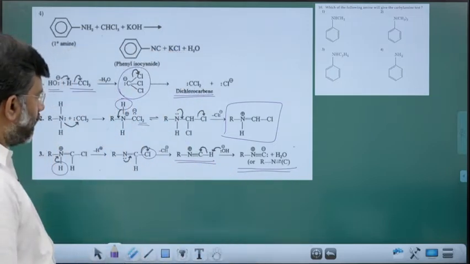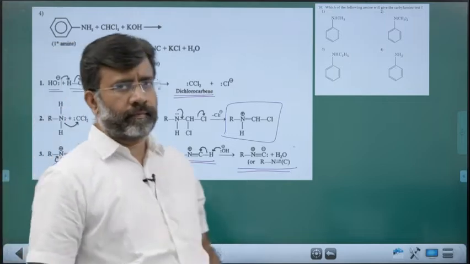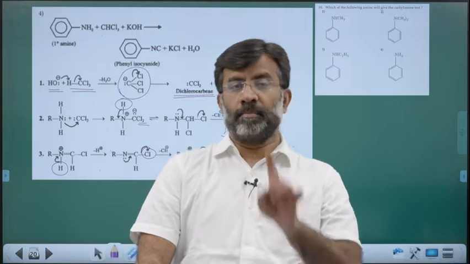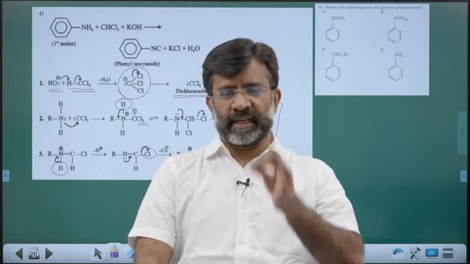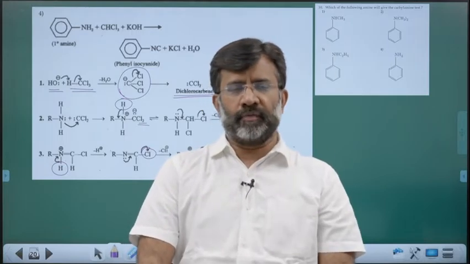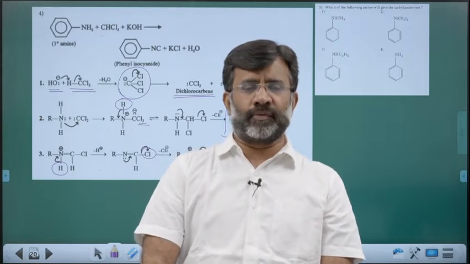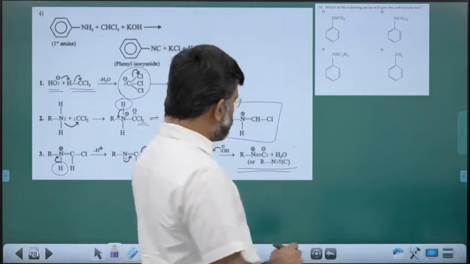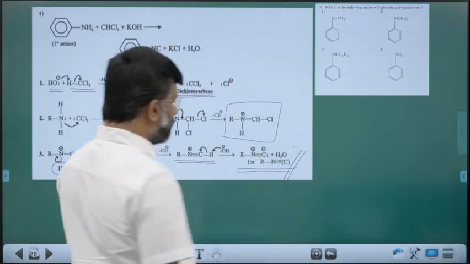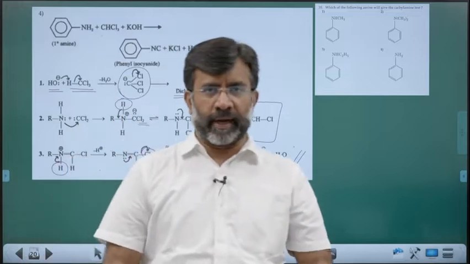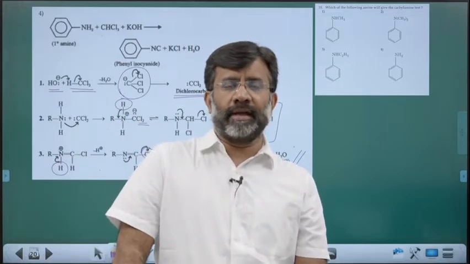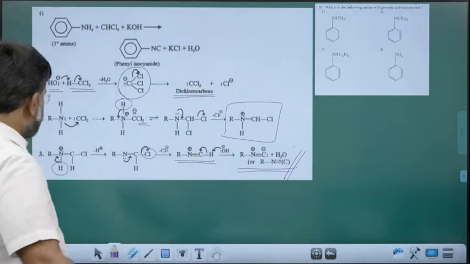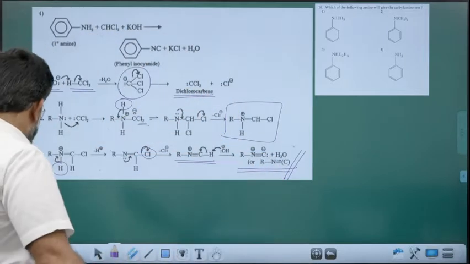RNC. This is the reaction happening, and this is happening with the primary amines only. This is a test for primary amine. The foul smelling product obtained when treated with the chloroform and alkali is a test for primary amine, and the foul smelling product obtained is nothing but isocyanide, that is isonitrile, which is called a carbylamine. Okay, next. Answer is fourth choice.